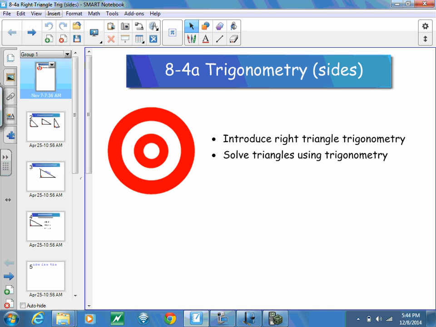All right, now that we have talked about right triangles, we have done our Pythagorean theorem, we've talked about our special triangles, and we've even talked about how to find our geometric mean. Now it's time to get into the fun stuff, which is actually using our trigonometry to find the sides of right triangles if we needed to.